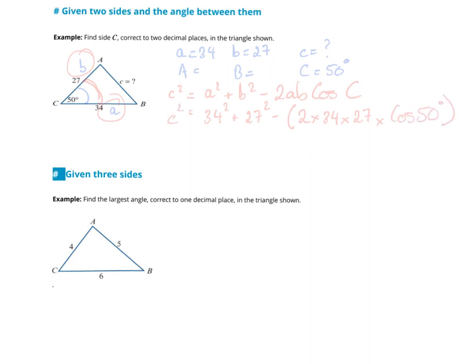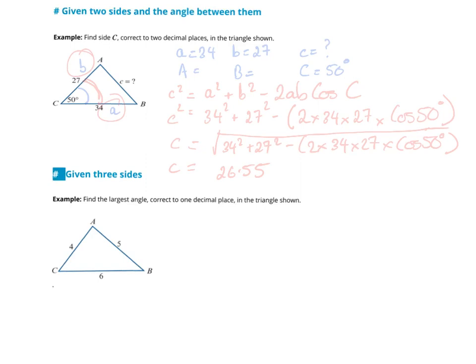All right, that's what C squared is equal to. So obviously C is equal to the square root of all of that. So C is equal to the square root of 34 squared plus 27 squared minus 2 times 34 times 27 times cos of 50 degrees. Now all of that can go into your calculator in one hit, and what you should end up with to 2 decimal places is 26.55.